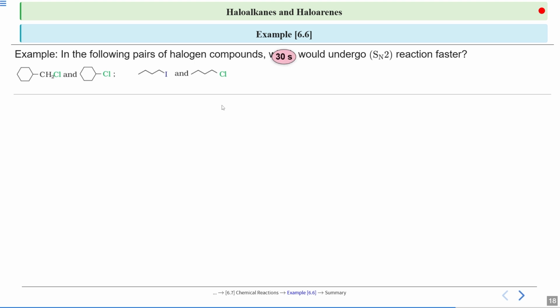You have some time, try to solve this example, and then we will see the correct answer.